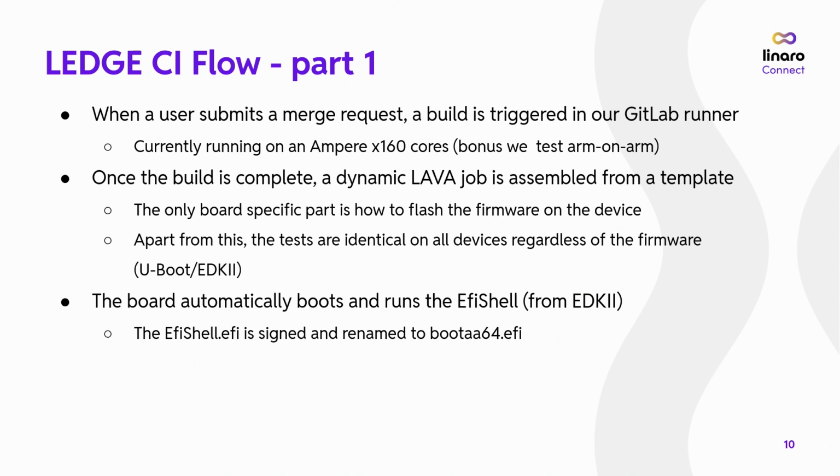So what is the new workflow for the CI? Everything starts with the user submitting the merge request in GitLab, and that triggers the run in the GitLab runner, running on this new server we have with 160 cores, which is a new way to test ARM to ARM. So there is no cross building right now. Everything is native, which is a good advantage. And also that is one of the reasons it is running very fast.